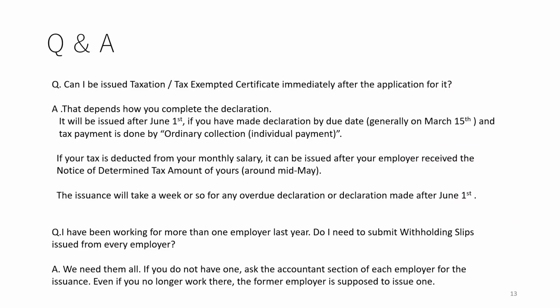Lastly, we compiled frequently asked questions. We hope it might be of a little help. Tax-exempted certificates are not issued immediately after your application. Normally, if you declared properly and tax payment was done by the ordinary collection system, the certificate is issued after June 1st. If tax payment was done by the special collection system, the certificate will be issued after your employer receives the notice of the determined tax amount of yours. The issuance of the certificate will take a week or so for any overdue declaration or declaration made after June 1st.